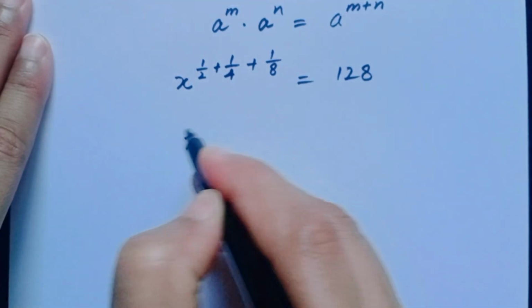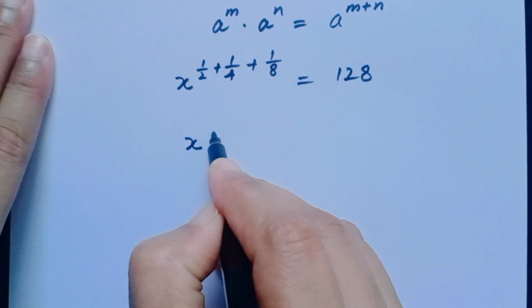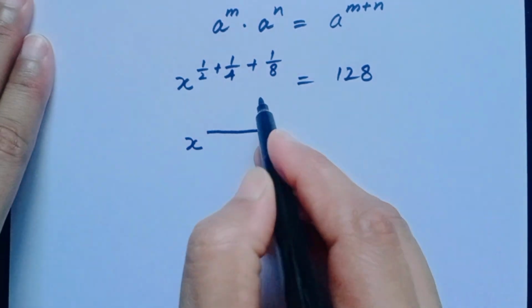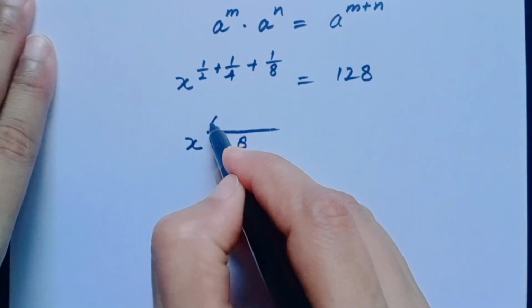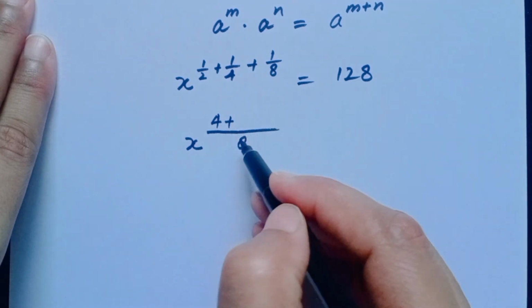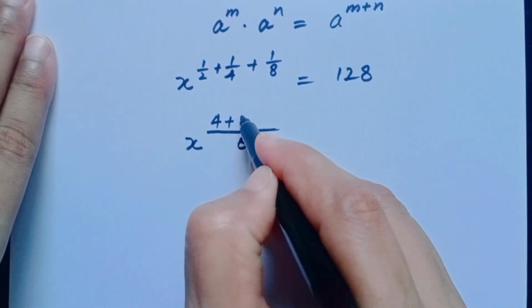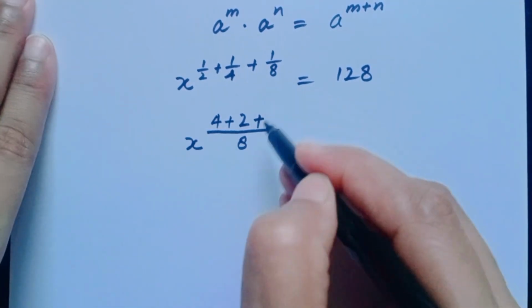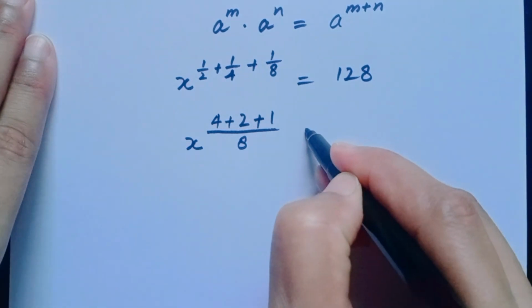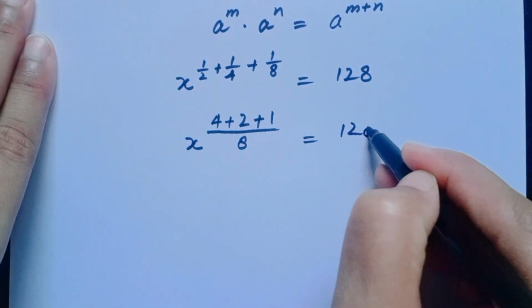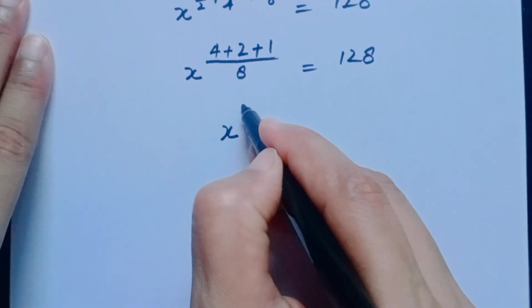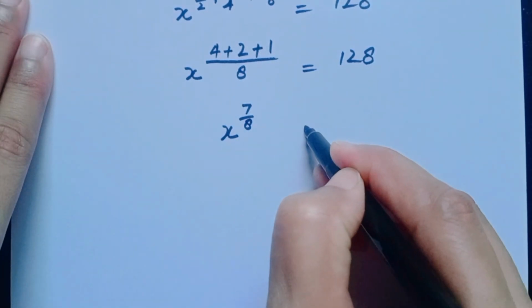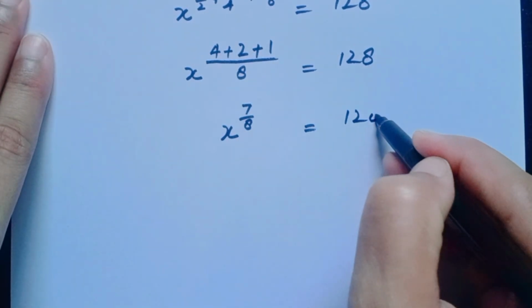So x, here we will take the common multiple. The least common multiple is 8. So 2 divides 8 is 4. 4 times 1 is 4. And 4 divides 8 is 2. 2 times 1 is 2. And 8 divides 8 is 1. 1 times 1 is 1. It is equal to 128. So in the next step, we can add these. 4 plus 2 plus 1 is 7 over 8 is equal to 128.